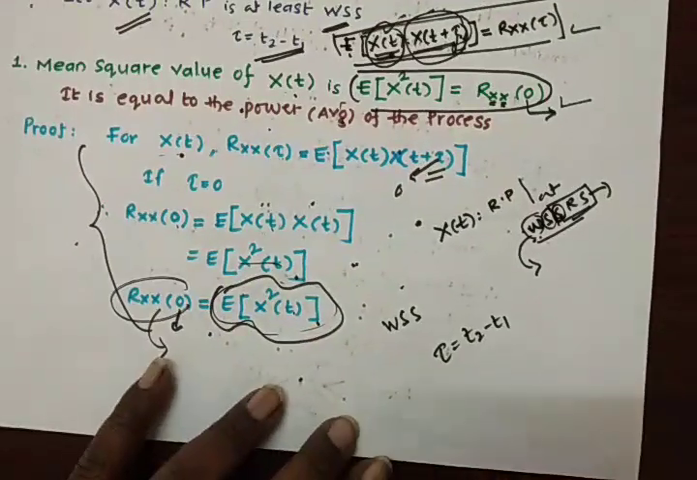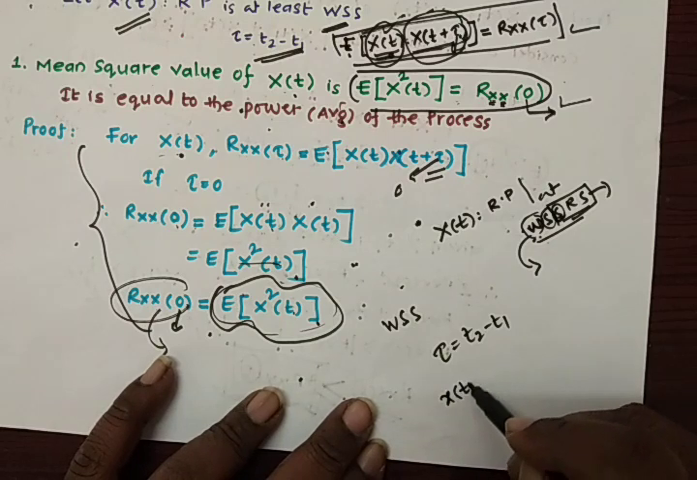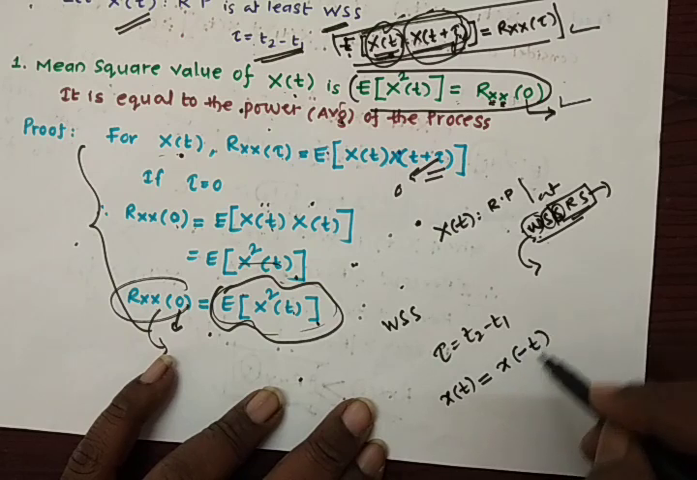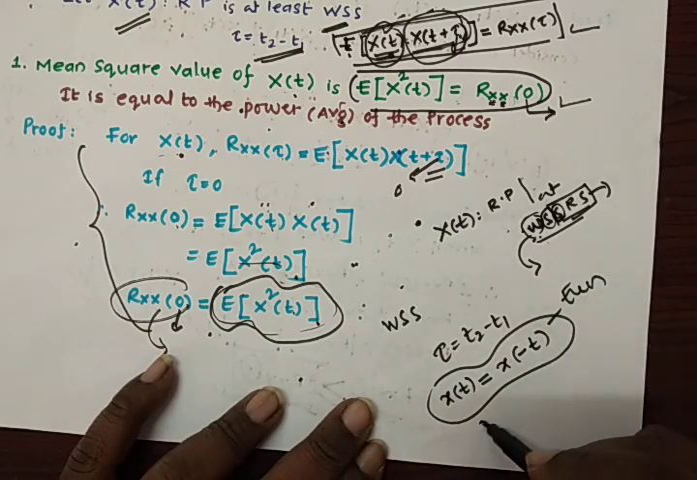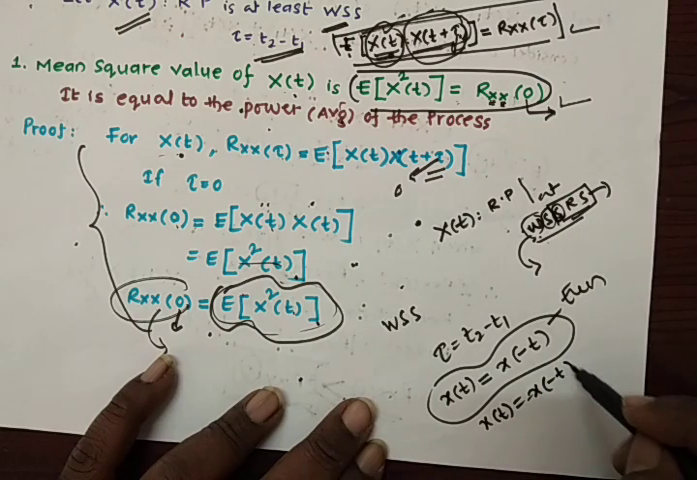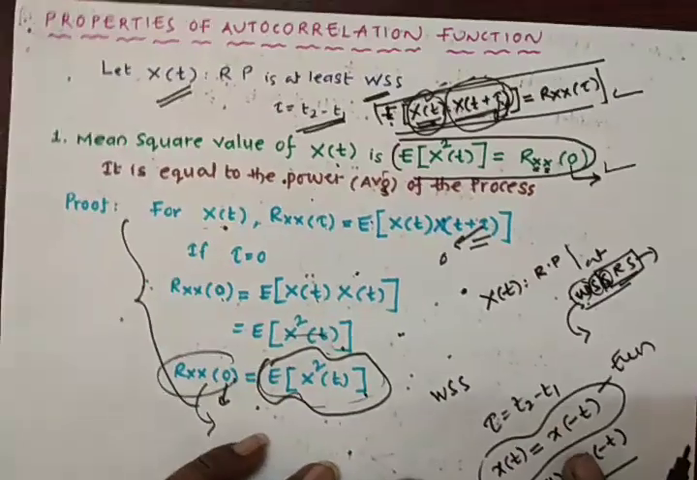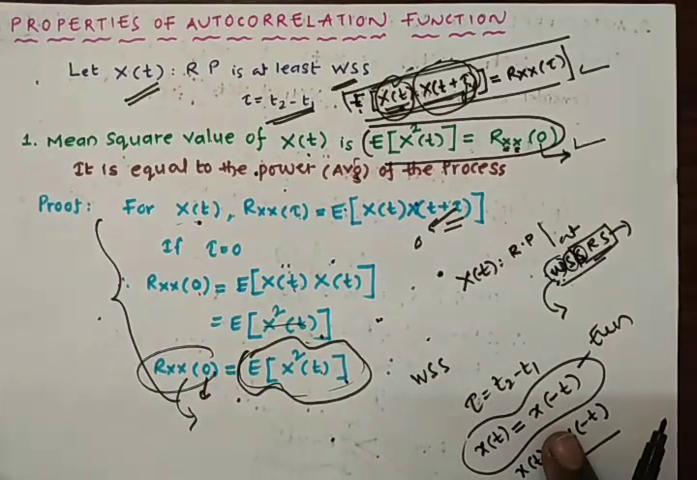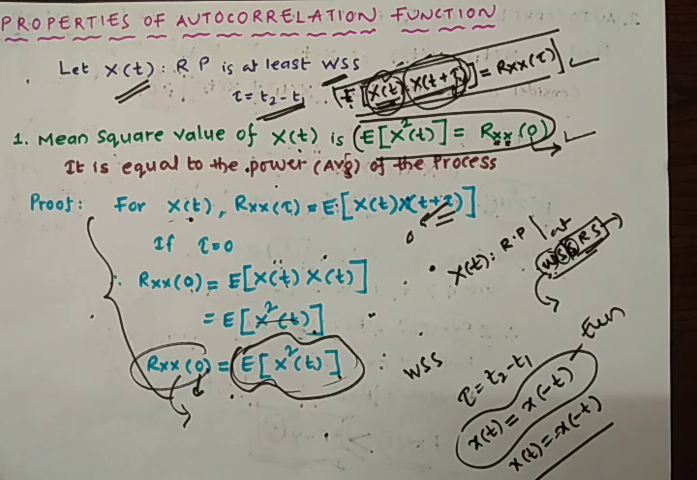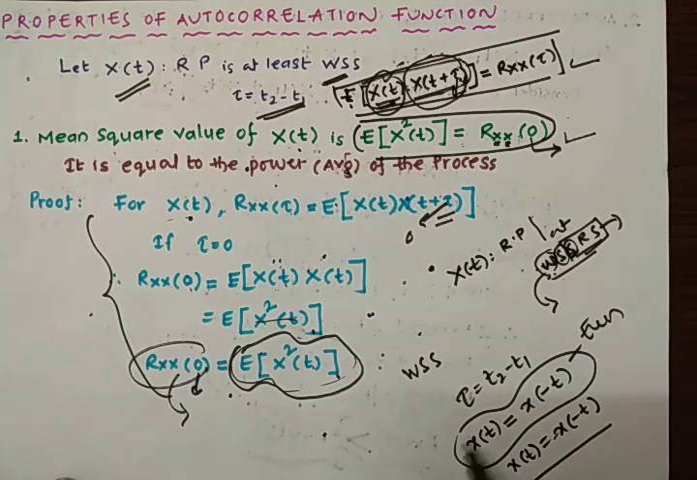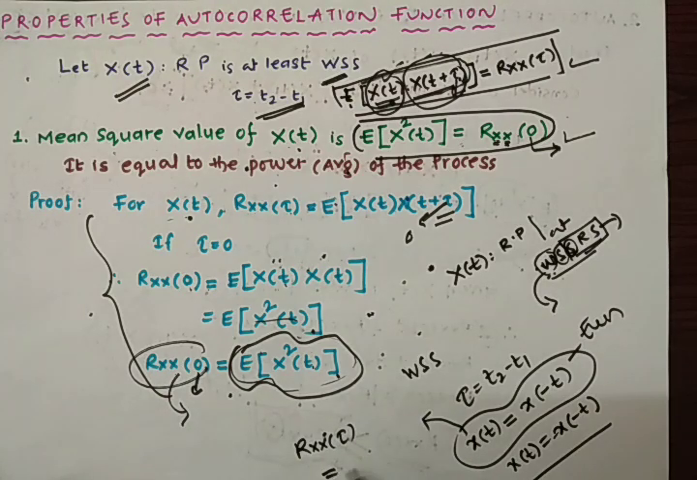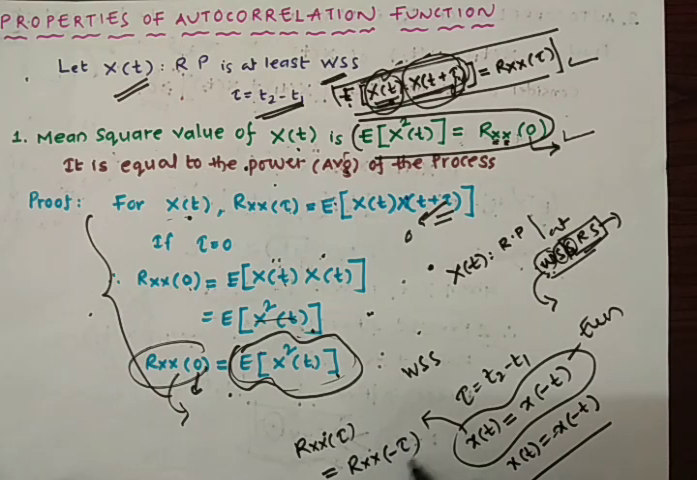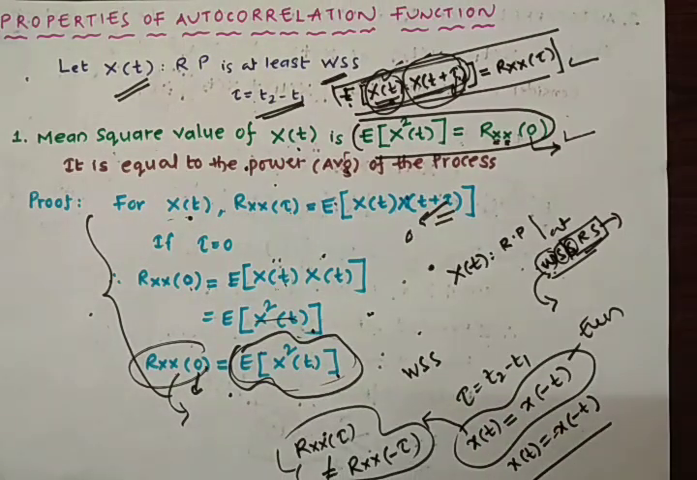You should know what an even function means. For example, if we have x of t as a signal, and x of t is equal to x of minus t, then that is called an even signal. If x of t is equal to minus x of minus t, then that is called an odd signal. Based on this concept, we are going to define the even autocorrelation function and the odd autocorrelation function. Even means what? If the autocorrelation function defined at time tau is the same as the autocorrelation function when tau is replaced by minus tau, then if these two are equal, we call it an even autocorrelation function. If these two are not equal, then it is an odd autocorrelation function.